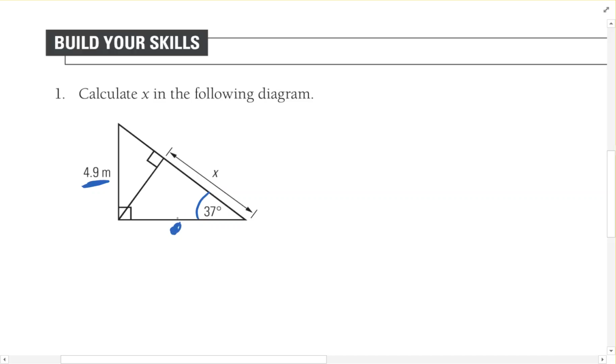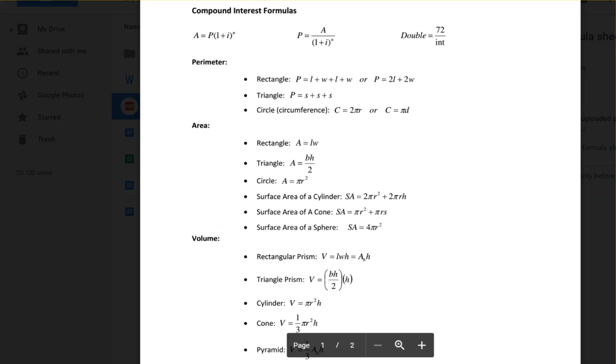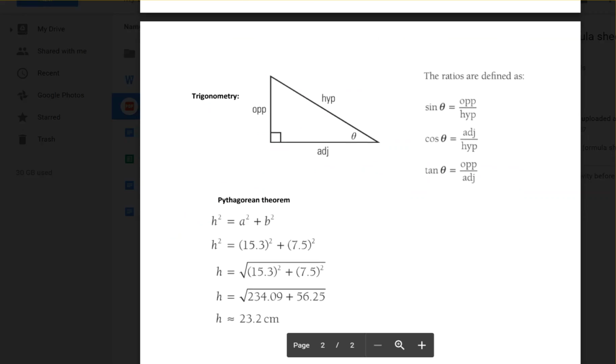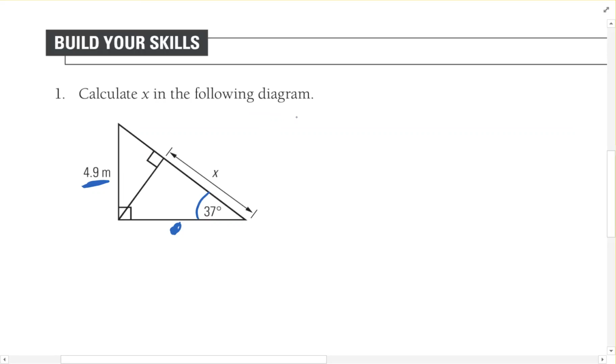So what we're going to do, go to your formula sheet, and you're going to say, okay, well, I've got the angle, and I've got the opposite, and I'm looking for the adjacent. So which of these has opposite and adjacent? Not sine, not cos, it looks like tan. So that's the one I need. Tan theta is equal to opposite over adjacent. So I write that down. Tan theta is equal to opposite over adjacent.